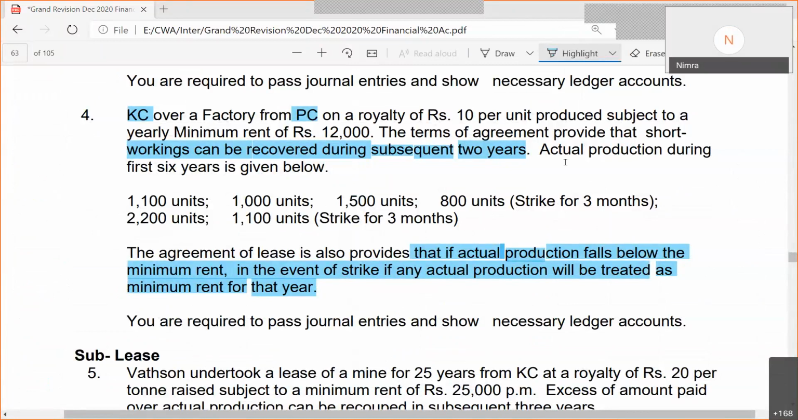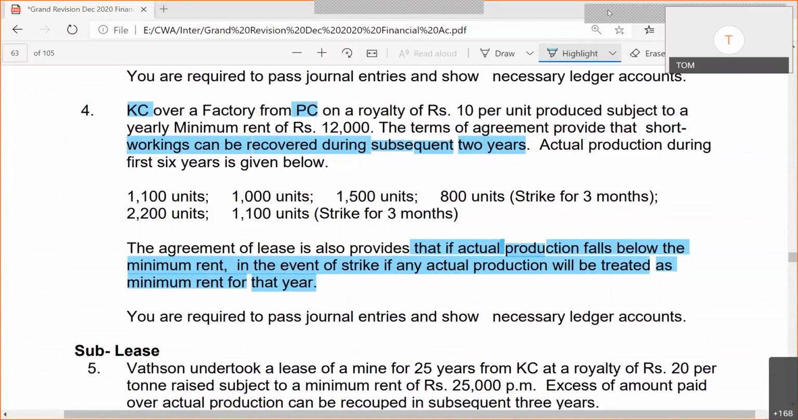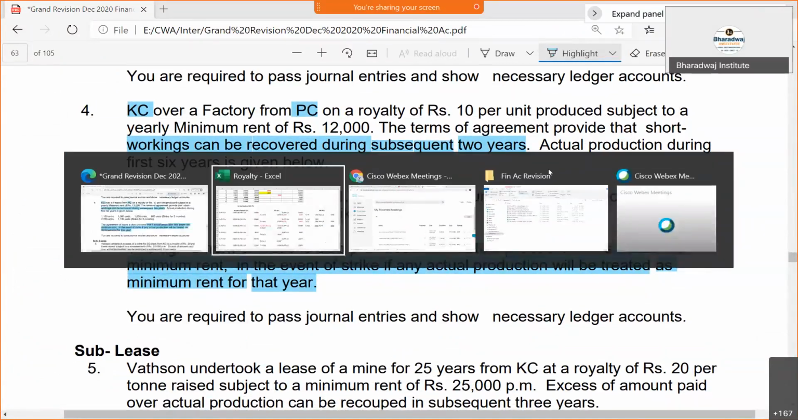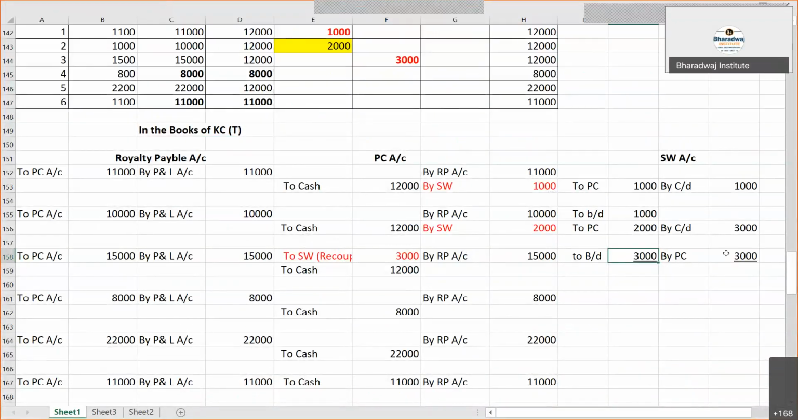Sir, will lapse in profit and loss be shown on the debit or credit side, sir? Lapse, if it is lapsed, suppose you are able to recover only 2,000, you will put it by P&L account. Don't say that it is credited to P&L account. It is transferred to P&L account. When you prepare the P&L account, it will come as a loss, short workings lapsed, if there is a lapse. In this problem, there is no lapse.